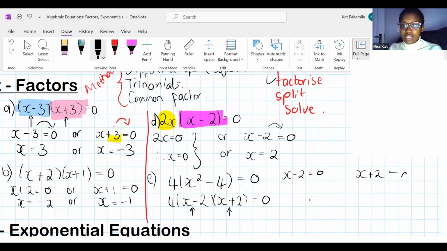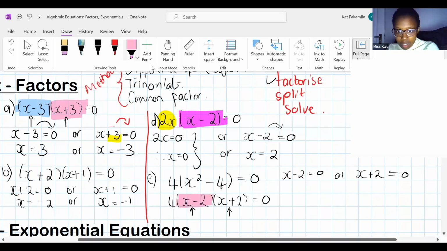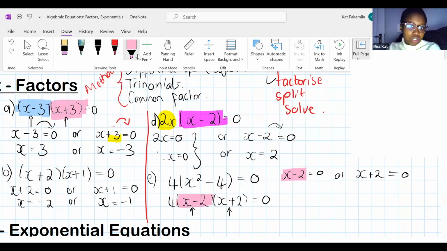So my point is, you cannot make constants separate factors. You cannot equate them to 0 because 4 is not equal to 0. But since we want to know what those variables are for the whole bracket to be 0, then you can make the whole bracket 0. There's my x minus 2 equals 0, because if that's 0, the whole equation is 0, right? Which other factor can we make 0? x plus 2. So what are my two solutions for x?